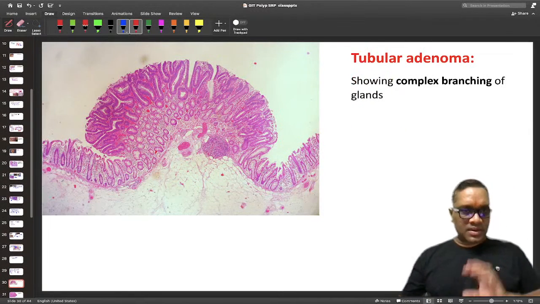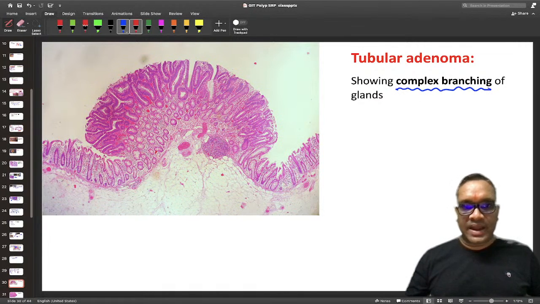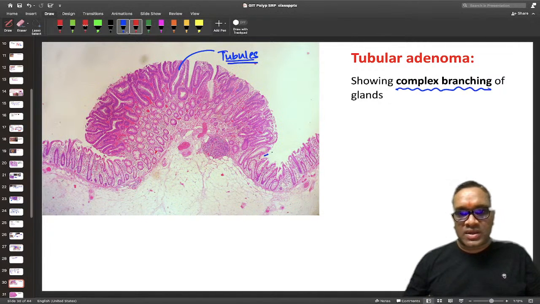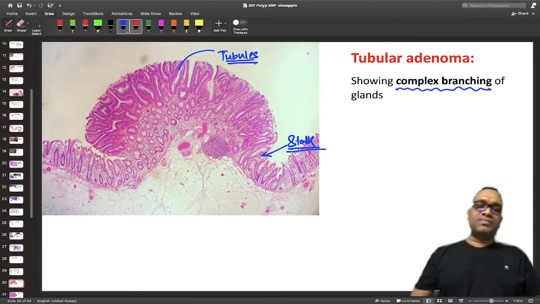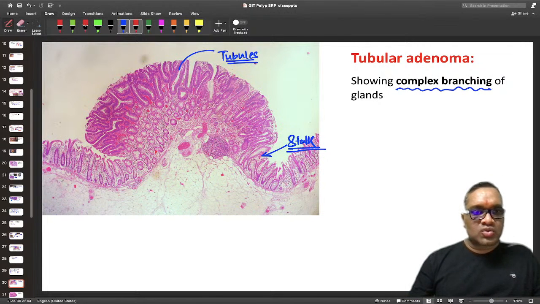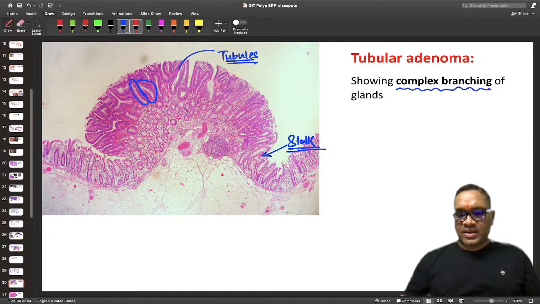Right, now this is the picture which I have shown you. You can see there is a complex branching of the glands. So as I said, there is a tubule. So these are the complex branching of the glands in the form of tubules, right? Mushroom-like appearance. And now you can notice this was the area which corresponds to the stalk region of the gross examination, right? So this is the tubular adenoma and you can see there are so many tubule-like glands present, right? That is what we have to remember. So that is the complex branching of the tubular gland.